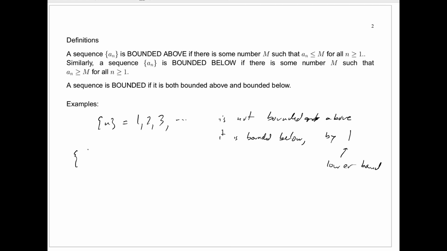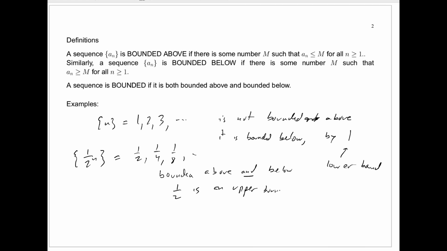Here's a different sequence, 1 over 2 to the n. That's the sequence 1/2, 1/4, 1/8, etc. This sequence is bounded above and bounded below. What is an upper bound? An upper bound is a number which is greater than or equal to any term. Here, 1/2 is an upper bound. Notice we could have also said that 6 is an upper bound because every term in the sequence is less than or equal to 6.